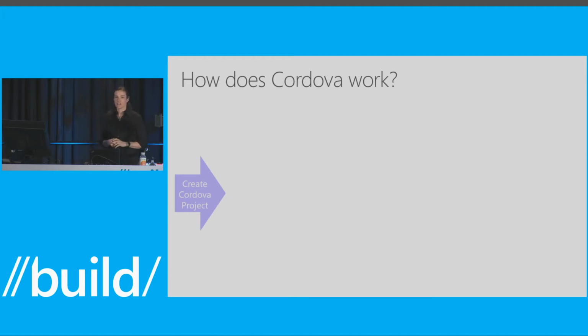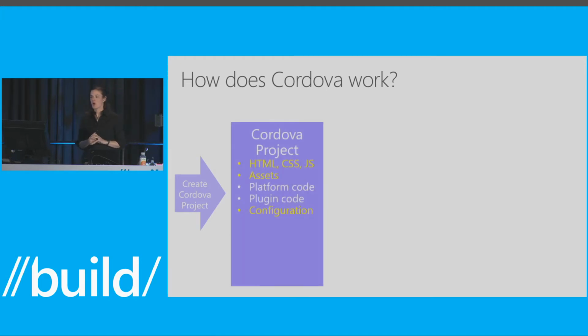When I create a Cordova project, what I have in that project is my HTML, CSS, and JavaScript, and my assets. And those are the things I highlighted in yellow, the things that are specific to the developer, that the developer brought to the game. So I might have brought some of my HTML, JavaScript, and CSS and assets from my website. I might have written some of them just for my Cordova app. These all are pieces of what gets built into the Cordova project.